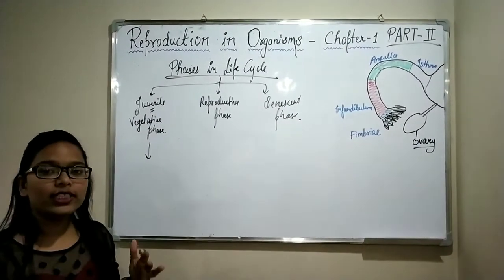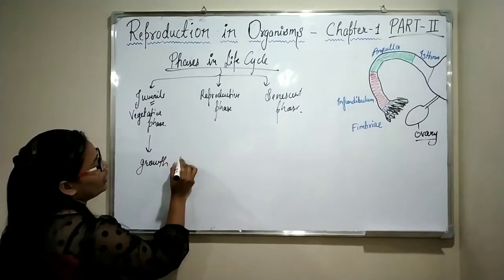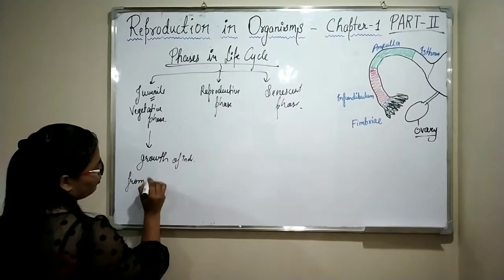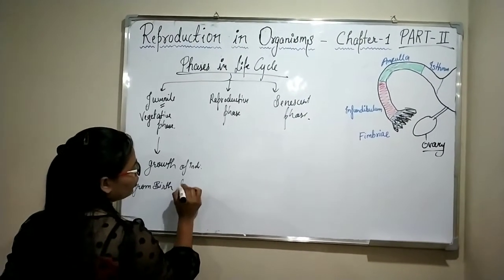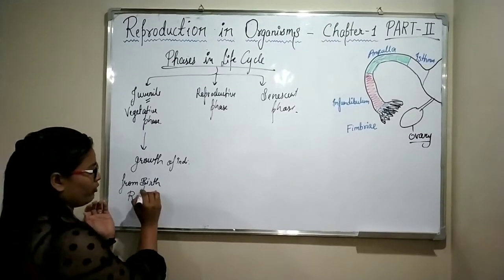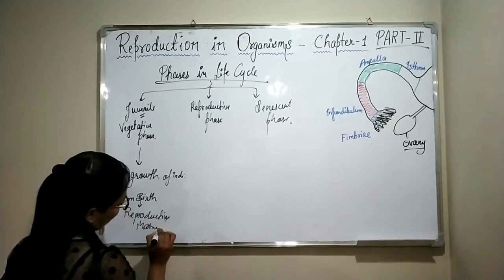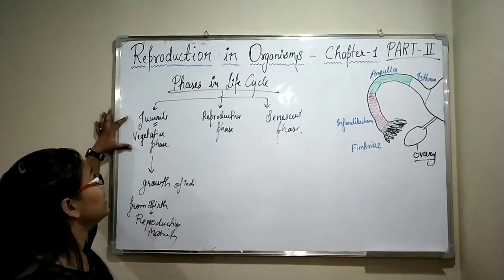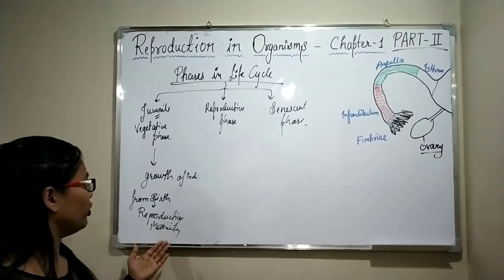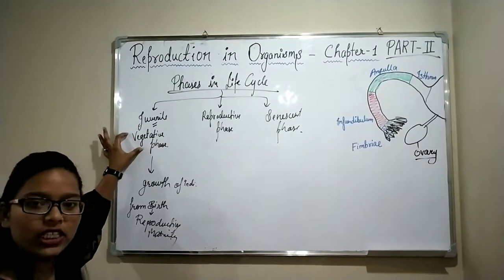Juvenile phase, what does it mean? It is the growth of an individual from birth to reproductive maturity. It is known as juvenile phase. In plants, this juvenile phase is known as vegetative phase.